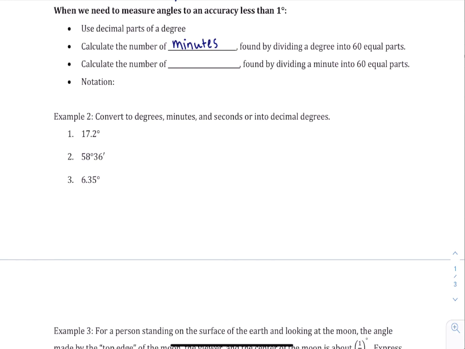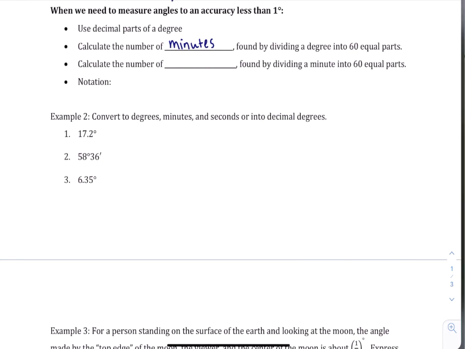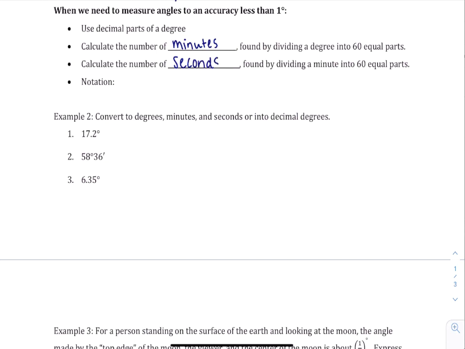What we'll be doing is we will take our decimal degree and we will multiply by 60, or if we have the minutes and we want to go to degrees, we will divide by 60. If you want to calculate the seconds, those are defined by dividing a minute into 60 parts. The notation here that you would use, the minutes would be a single apostrophe, and seconds is going to be the double apostrophe. So you might see an angle like this: 32 degrees, 15 minutes, and 30 seconds.